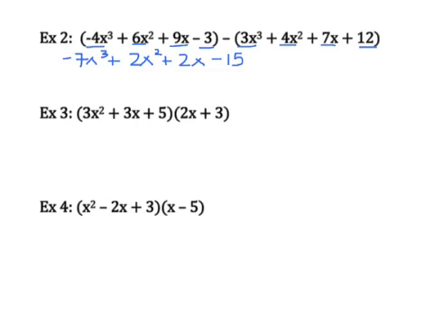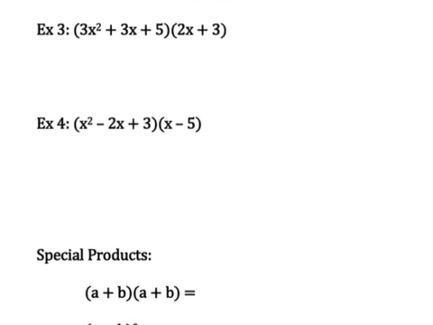Now if we're multiplying, you could multiply this out, make a big line of terms, and then collect your like terms. But I like to do my multiplication vertically. And let me show you what I mean by that. What I like to do is I'm going to take my first term here and I'm going to distribute it through that parentheses. And that gives me 6x squared, no, 6x cubed plus 9x squared.